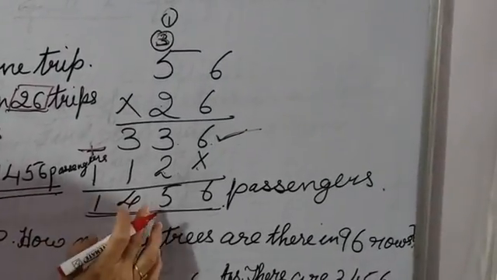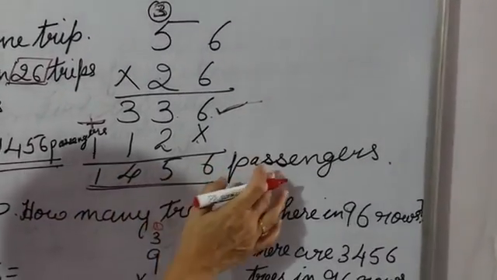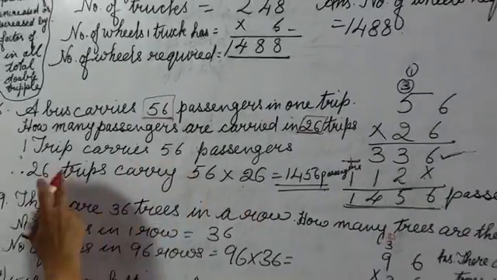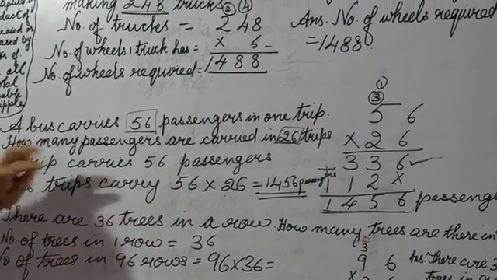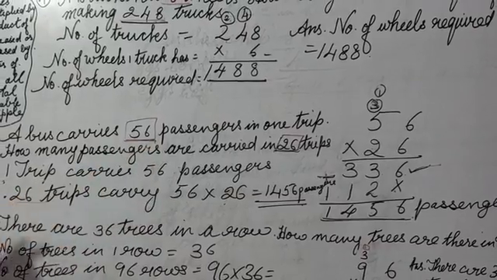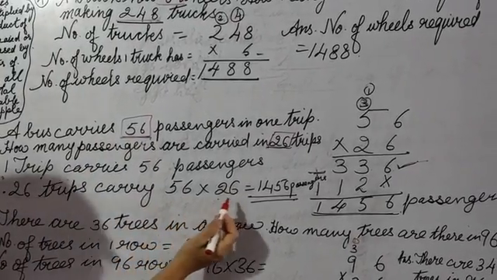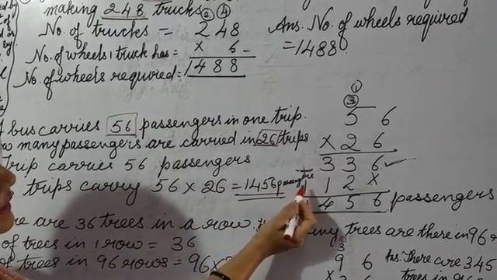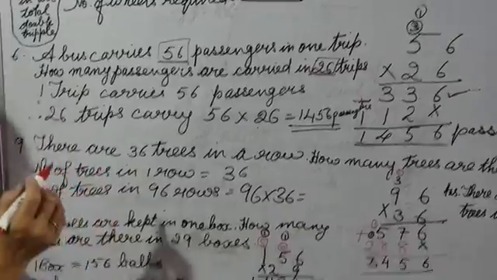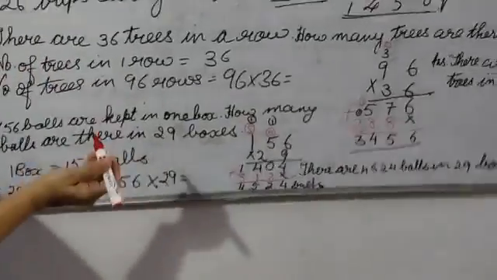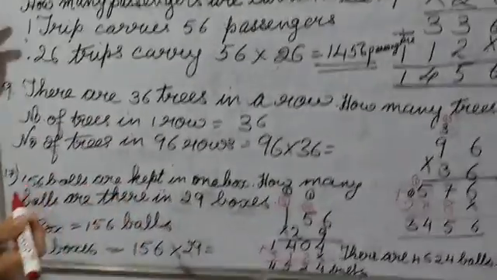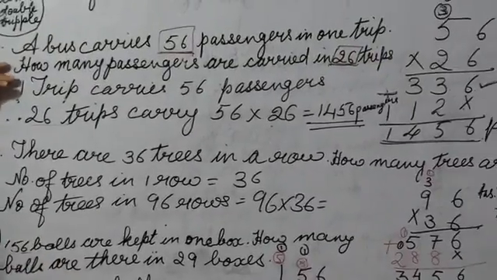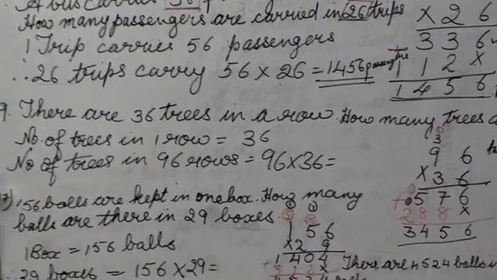So how many passengers are there? 1456 passengers will be carried in 26 trips. In one trip 56 passengers. In 26 trips 56 multiplied by 26, that is 1456 passengers will be carried. Okay. Now the next sum we come to. I hope you have understood. If you don't understand, when I come back to school, we will revise once again.